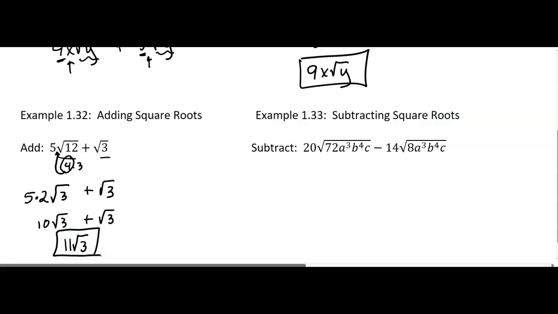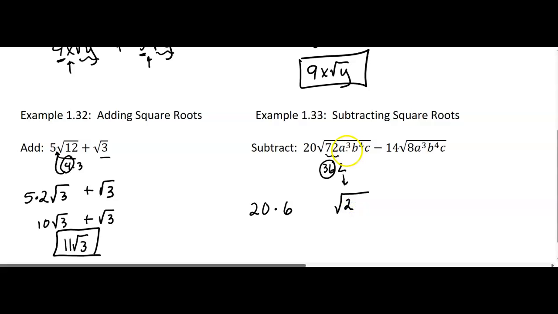Yay. Now this next one, oh my, that one's a little bit bigger. And it's subtraction. Okay, so we'll just take it piece by piece. Look at the 72. That's 36 times 2. But you can take the square root of 36. All right, so I've got a 20 times 6. I better leave it a little space because I know something's going to happen with those letters. This 2 is coming right there.